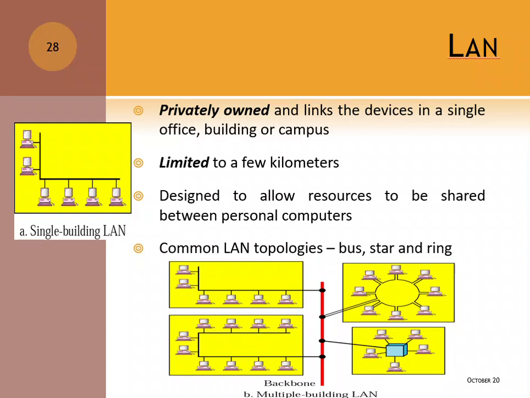Okay, for example, if we have a network for our campus, it is actually a LAN because it is privately owned and links devices in a single office, building, or campus. Okay, it falls in this category. And also another characteristic of LAN, it is limited to a few kilometers only, designed to allow resources to be shared between personal computers, and common LAN topologies are usually bus, star, and ring.